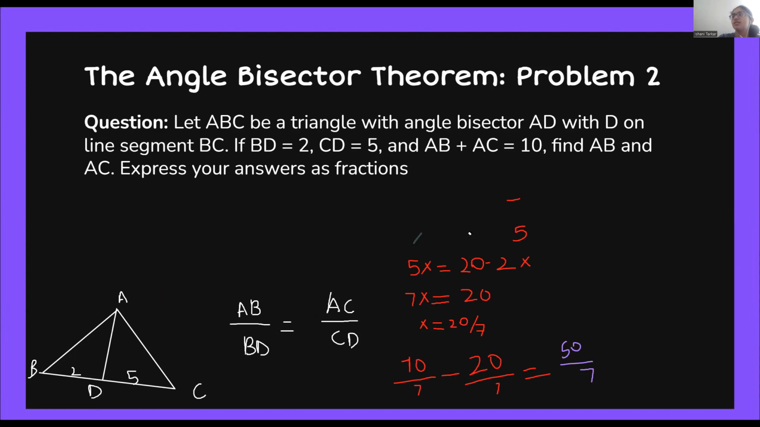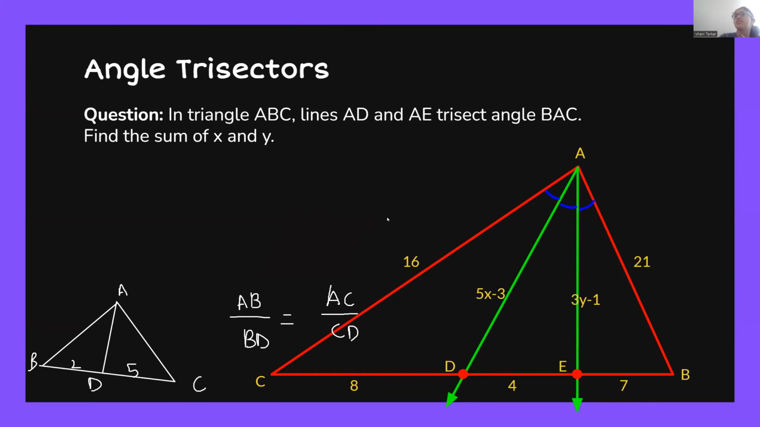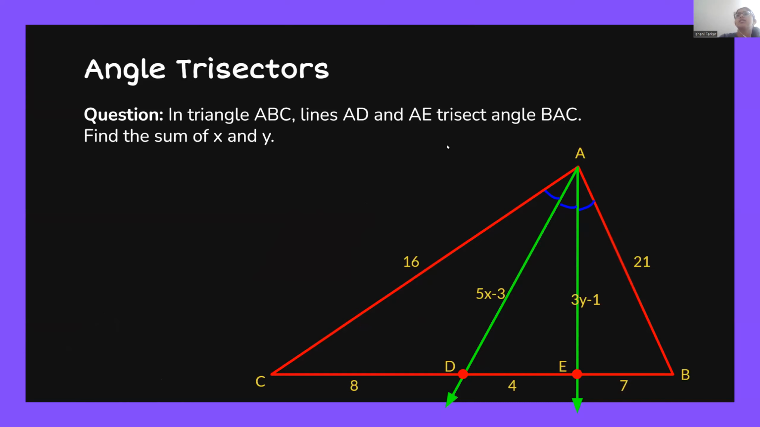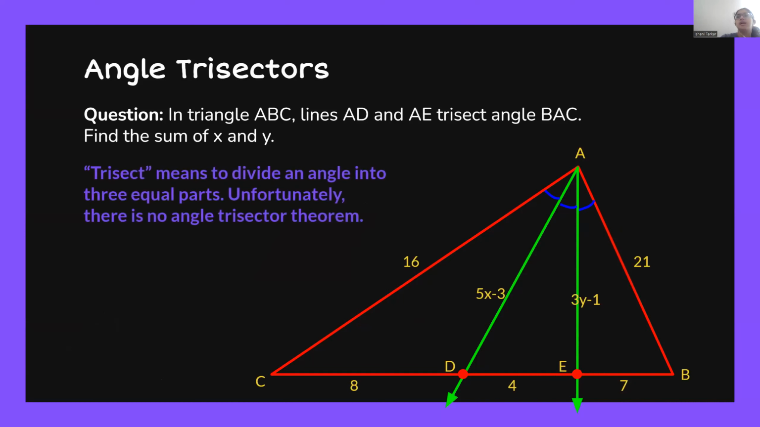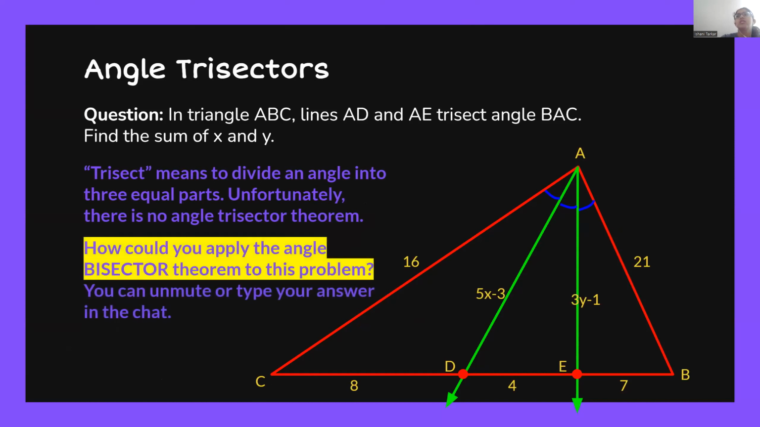Sorry. I'm just going to clear off this writing and then we can go on to angle trisect. So in triangle ABC, lines AD and AE trisect angle BAC. So find the sum of X and Y. So unfortunately, we do not have an angle trisector theorem, but we could apply the angle bisector theorem to this problem. So in the chat, how would you apply the angle bisector theorem?